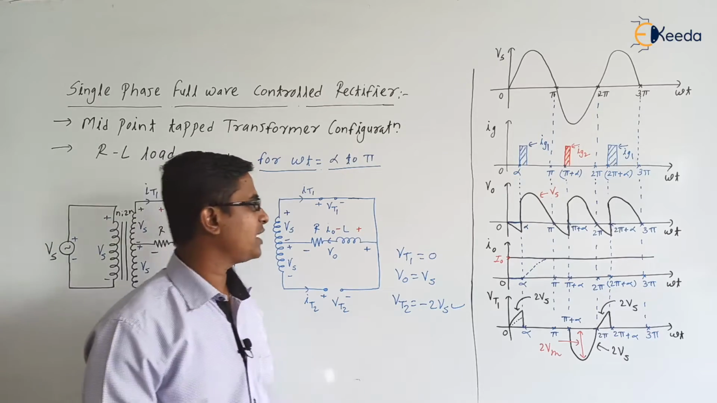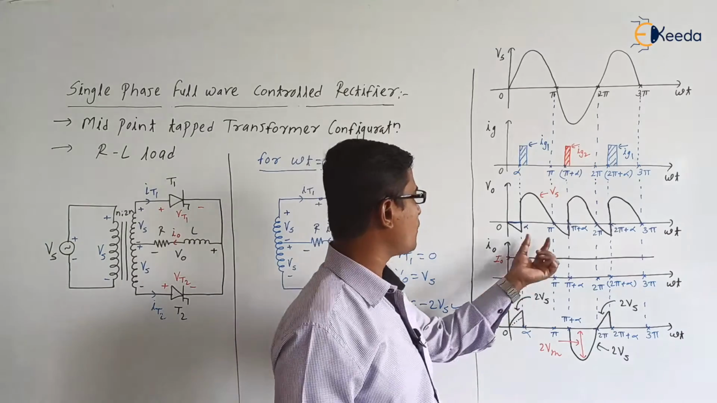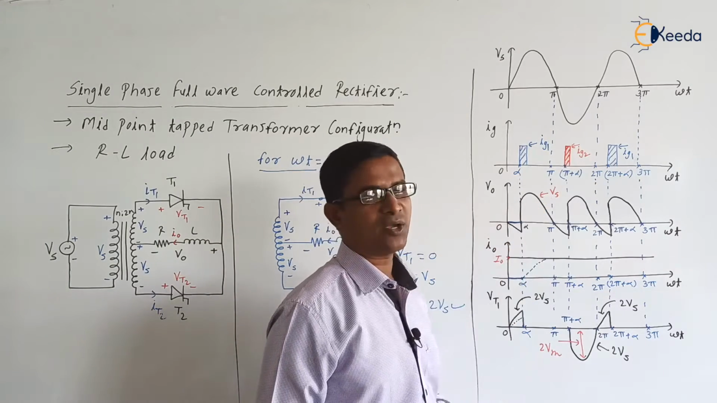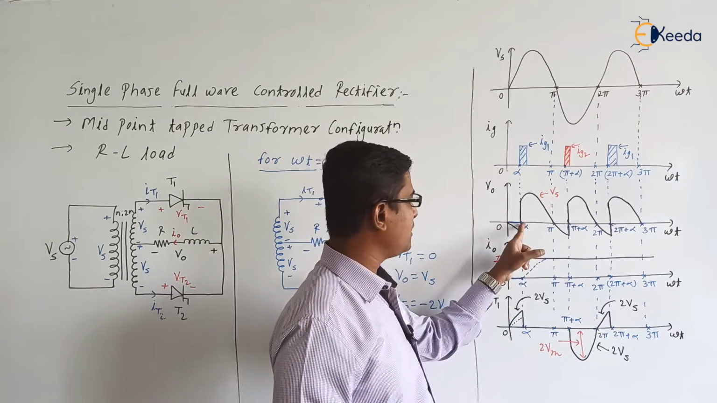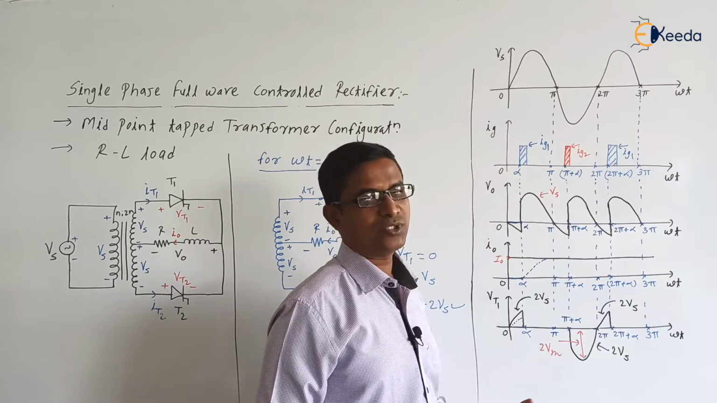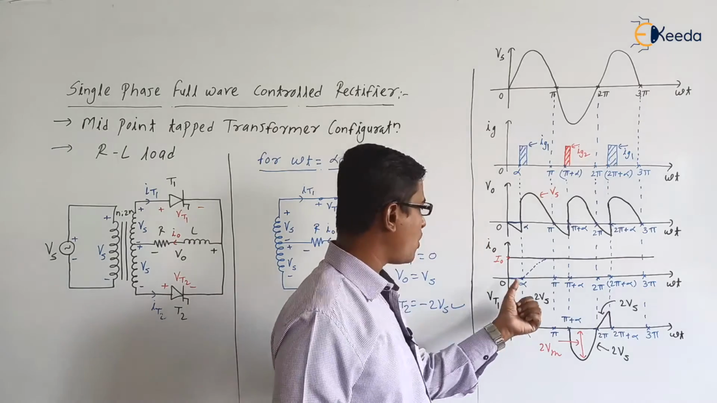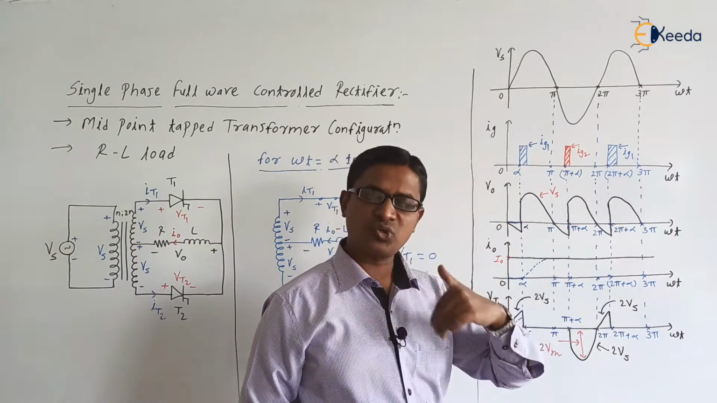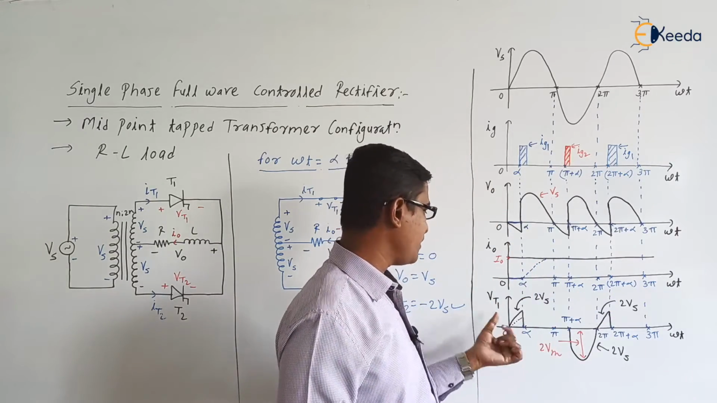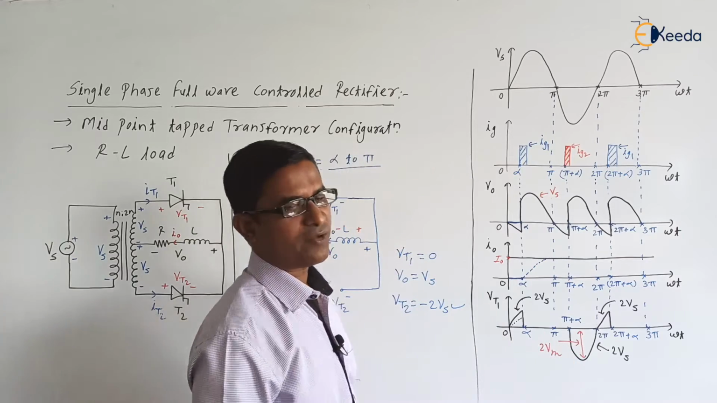So from omega t is equal to alpha to pi, V0 is same as that of the supply voltage, right? So there is a sudden increase in the load voltage which is same as that of the supply voltage. Next, I0 goes on increasing slowly, which means the inductor goes on storing the energy. Next, VT1 will be equal to 0 from alpha to pi.